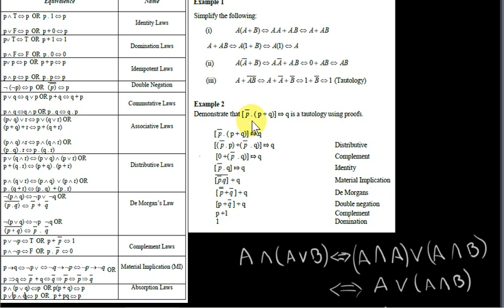Demonstrate that not P and P or Q implies Q is a tautology. So rather than making out a truth table, we're going to use this table of equivalences. We could do it using a truth table, of course. Now, we have not P and P or Q. We can take not P into the brackets and distribute it in. That's one of the distributive laws, just like in algebra.